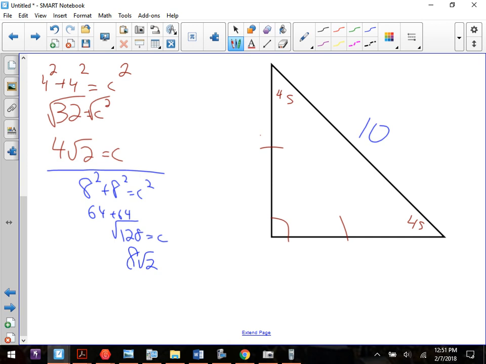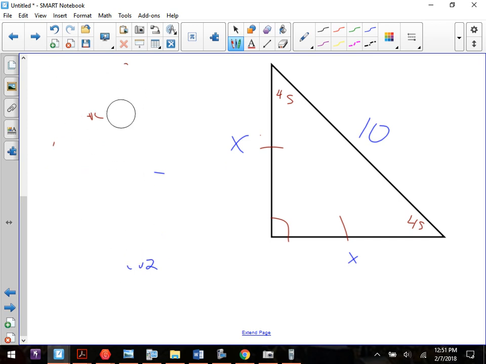You're right. You guys are right. So if I go 10, all right, good. I like what both of you guys just did there. So if I go this way, it'd be x squared plus x squared is 10 squared, which is perfect.